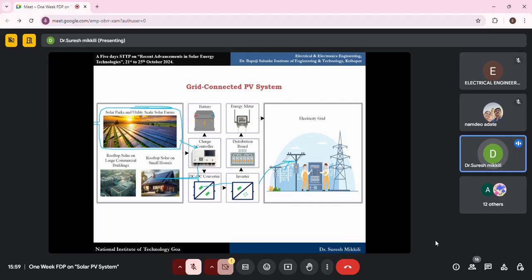This is one way. Or else, even if you take commercial buildings, three applications are there.